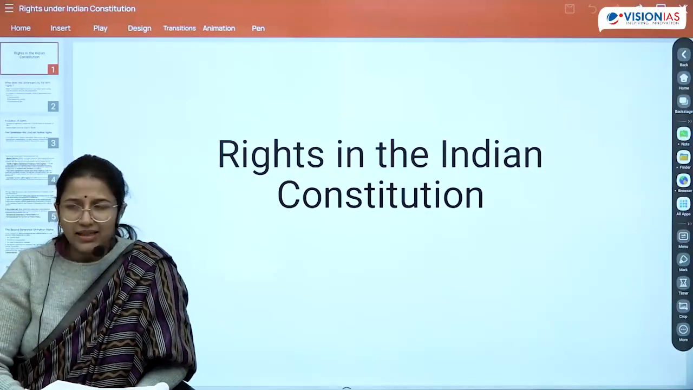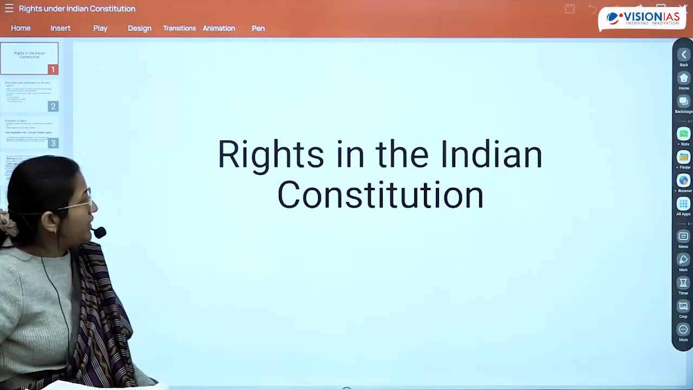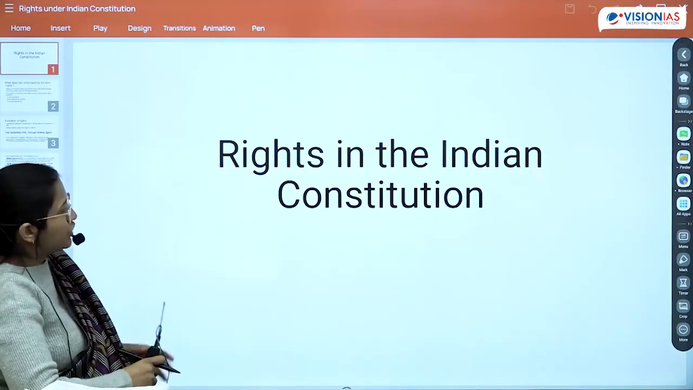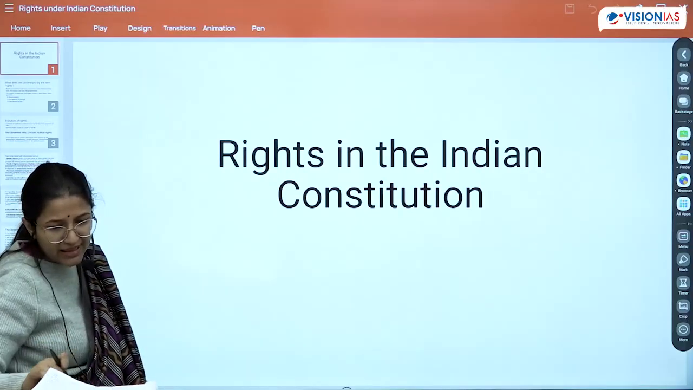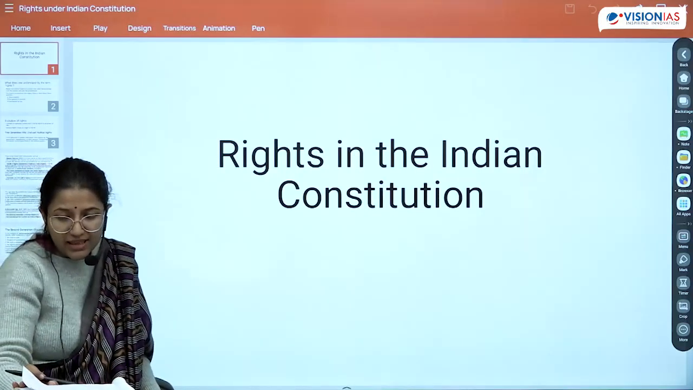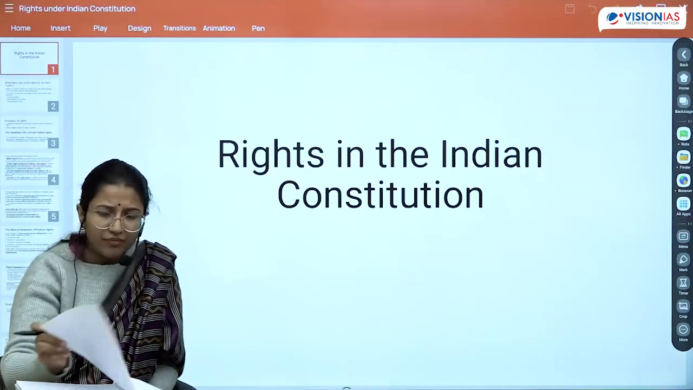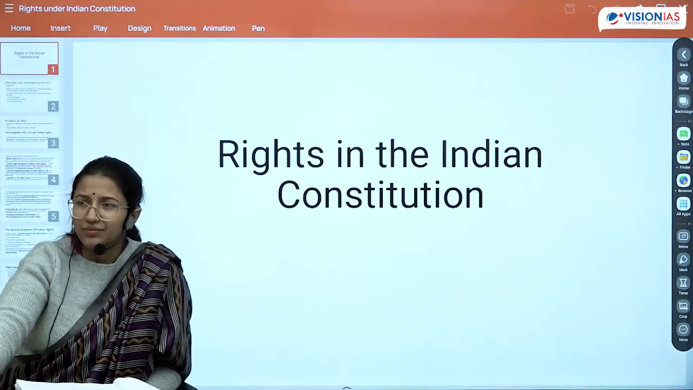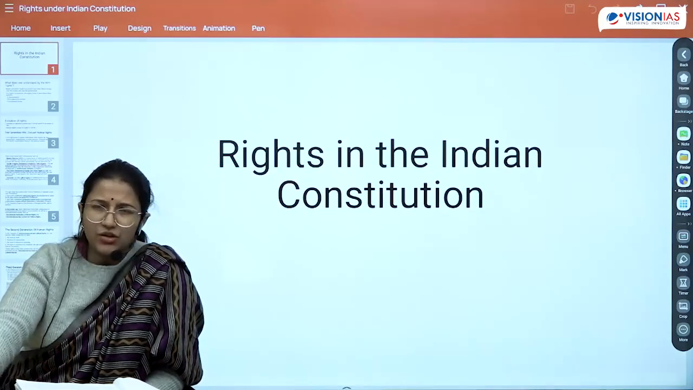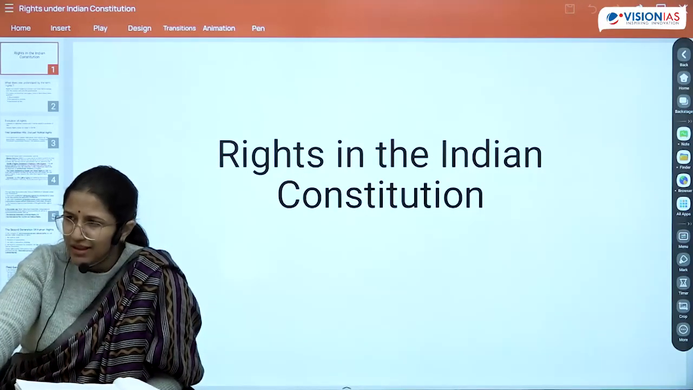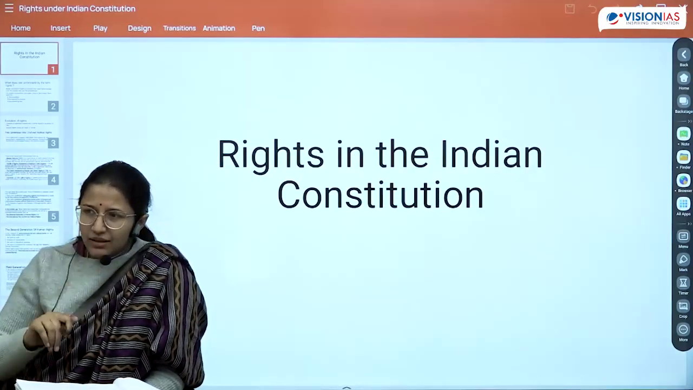Fine, starting with the class once again. Yes, so we are starting with rights in the Indian Constitution. Now first we need to understand, what do you mean by rights? Essential features of the Indian Constitution, or other constitutions also talk about rights, but not in terms of the constitution. What are rights? How do you define rights?